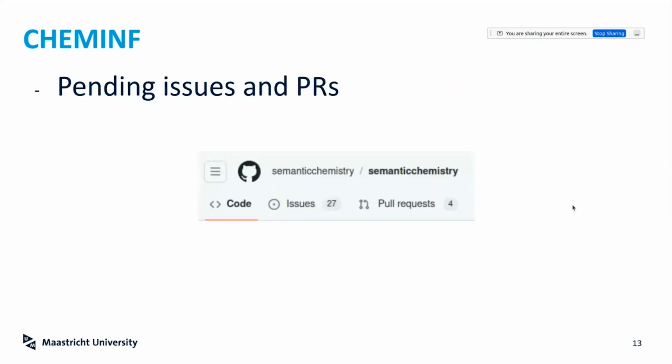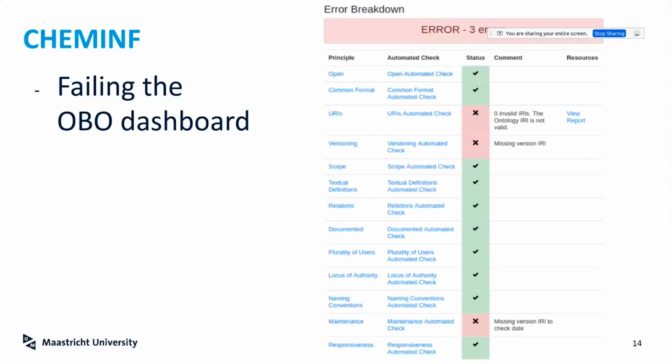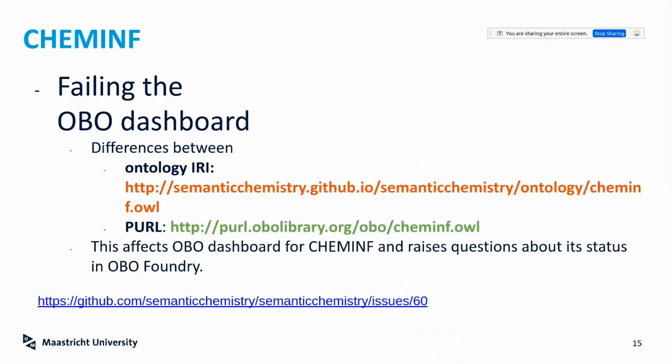Now, there's a bunch of pending issues and pull requests because we're not actively developing the ontology at the moment. I was pointed to this specific issue where the ontology is failing at the OBO dashboard because of a difference between the ontology IRI and its permanent URL. So it fails in the OBO dashboard. There are around 30 issues pending, and for sure we can find more points of improvement.